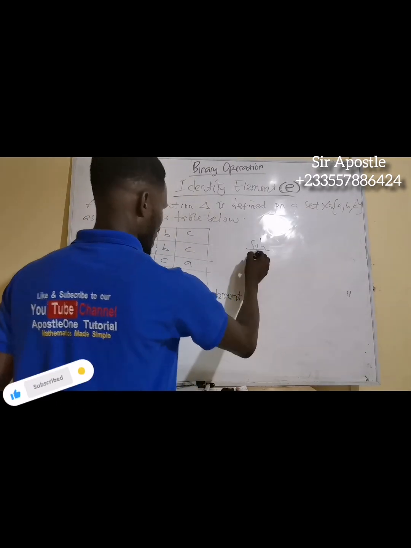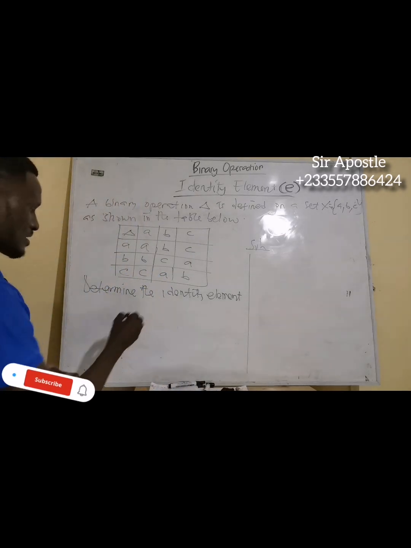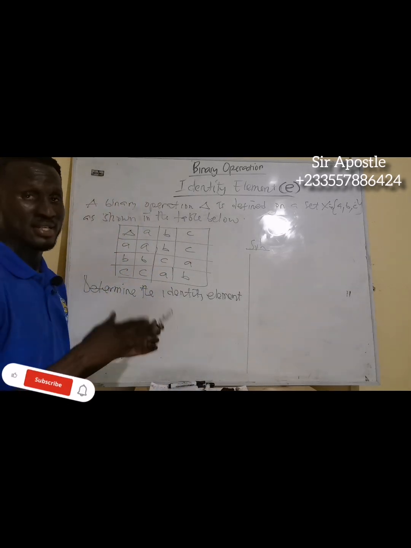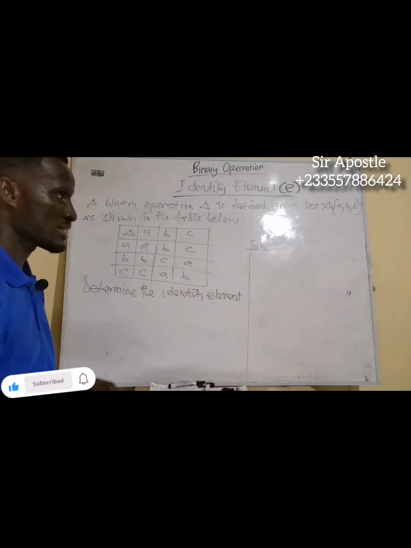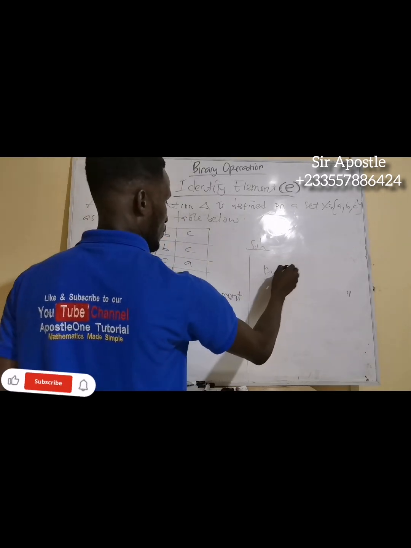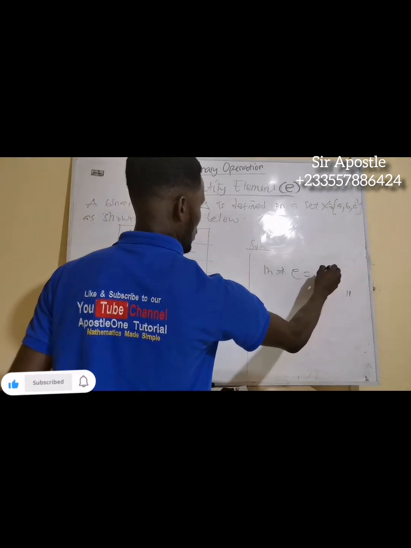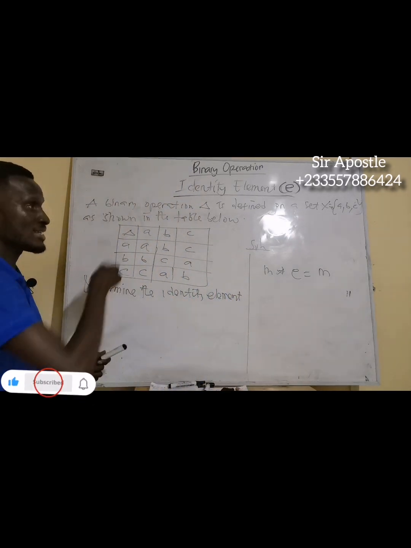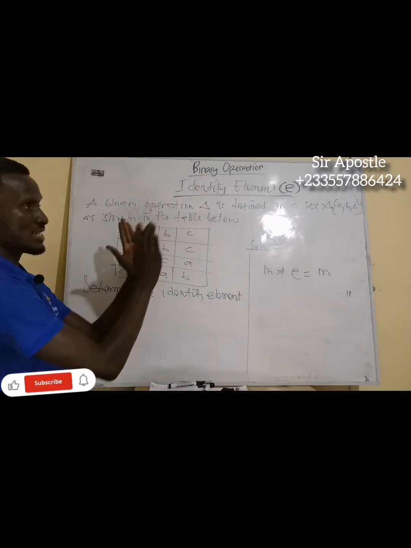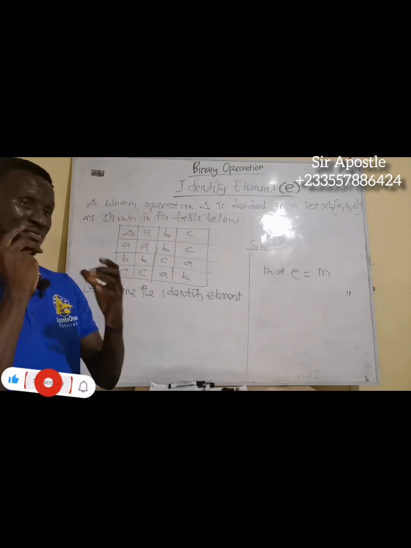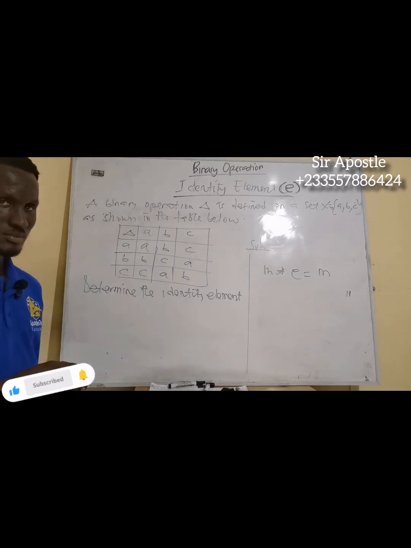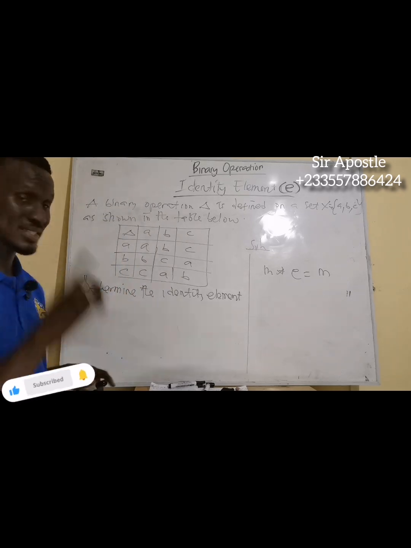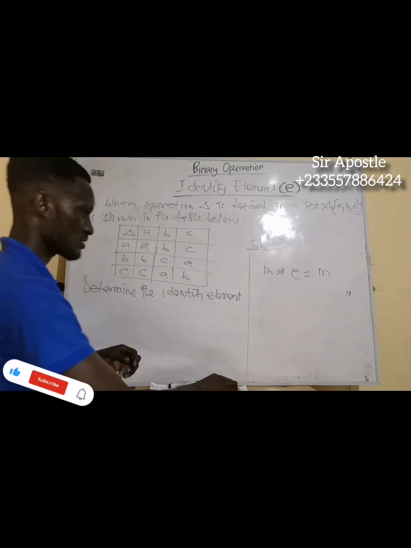Solution. The concept here is that anytime you perform an operation on the identity element, you have to get a particular element. So if I have M operation identity element, I'm supposed to get M. And that is how we can determine the identity element here. A set has a fixed identity element. So this one will have only one identity element. It can't have two identity elements.